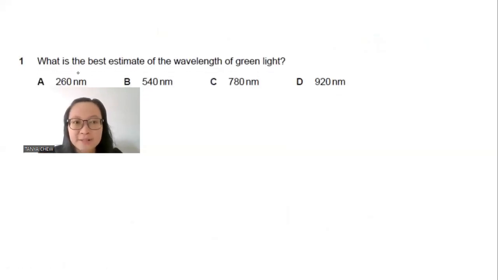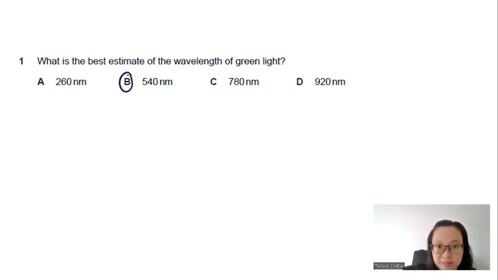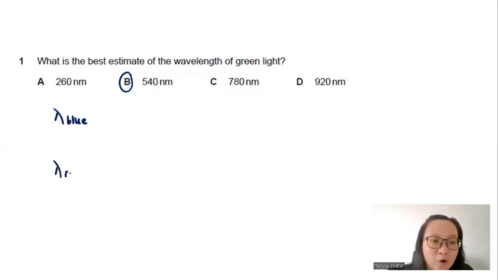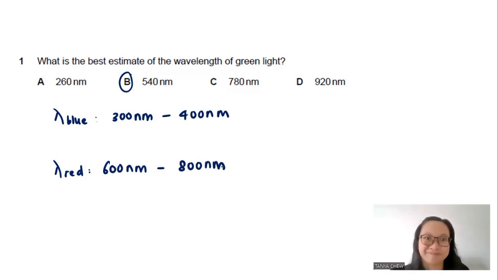First question, what is the best estimate of wavelength of green light? If you have already memorized the answer, you could identify the answer right away. But if you have yet to memorize the answer, just like me, I only memorized the wavelength of the blue light, which is the shortest wavelength, and the wavelength of red light, which is the longest wavelength, because green light is within that region. The wavelength of blue light is between 300 nanometer to 400 nanometer, whereas the wavelength of red light is between 600 nanometer to 800 nanometer. So the answer is obviously B.